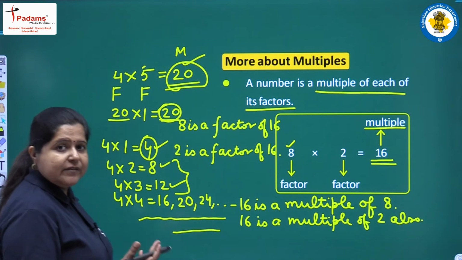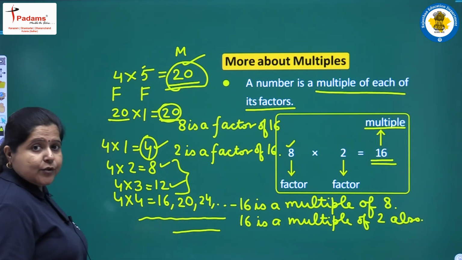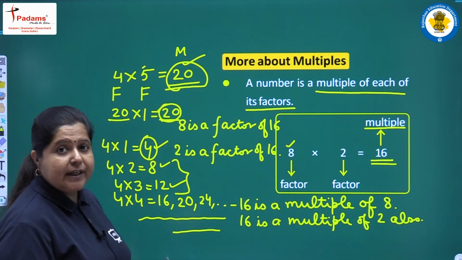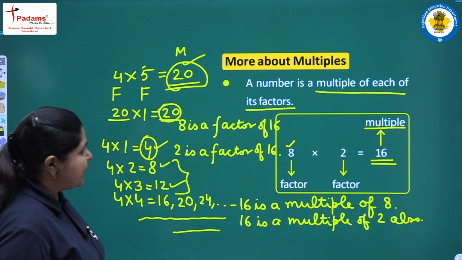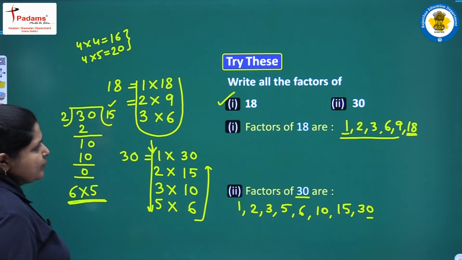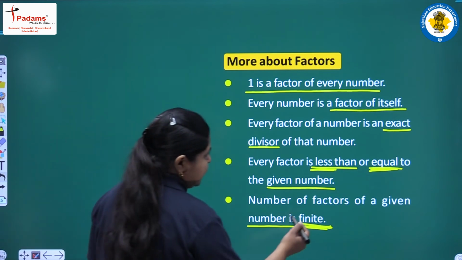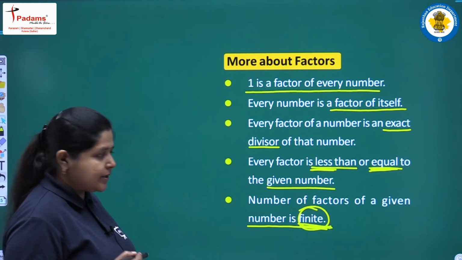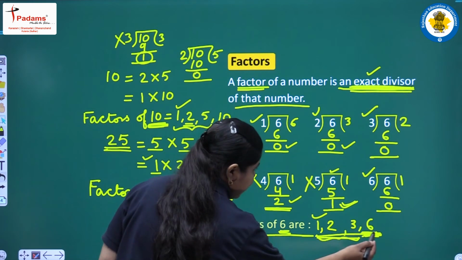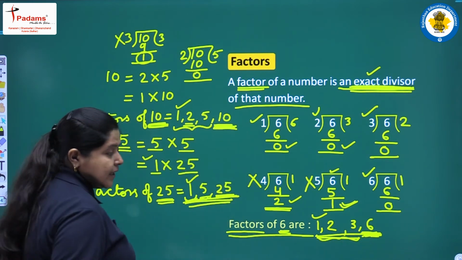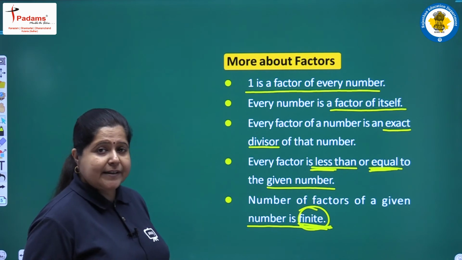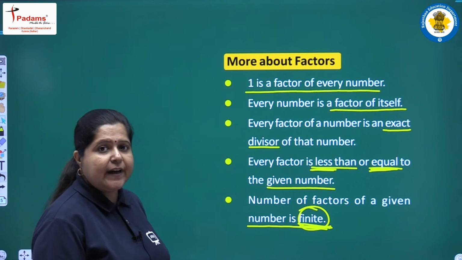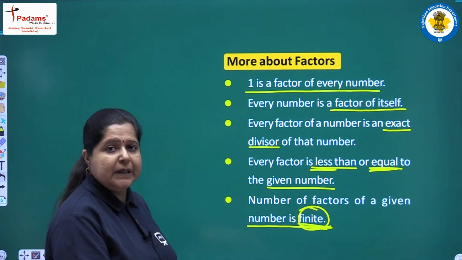Similarly, their multiples will also go on till infinity. So, we are unable to count the multiples. Whereas, when we were talking about factors, you can see the factors were finite in number. We could easily count the factors. Here there were 4 factors, here there were 3 factors. So, we were able to count the factors, whereas we can't count the multiples. They are infinite in number, they are many in number.